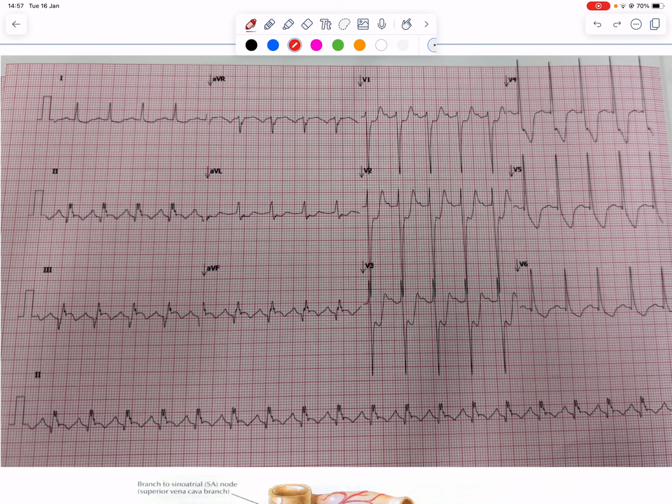How do we know that? Because we've got positive P waves in the inferior leads, and we have a negative P wave in AVR, and that tells us that this ECG is in sinus rhythm. Cool.